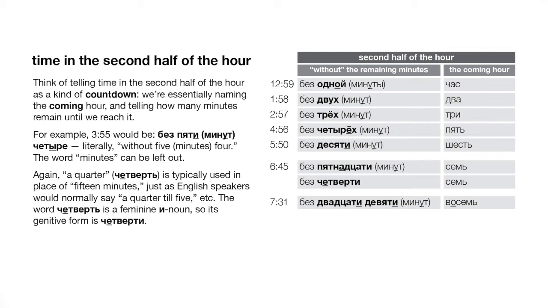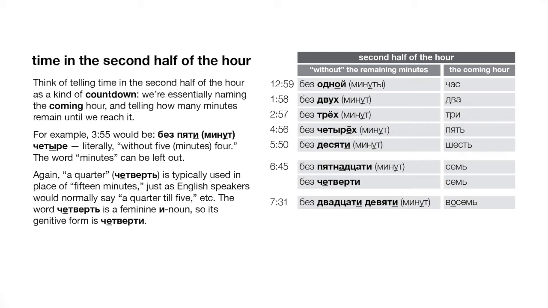So без одной час, or без одной минуты час, без двух минут два, and again, normally in Russian you would leave the minute word understood, right? It's clear what you mean, so you could throw it in. There's nothing wrong with that, but you don't really need it. Без трех минут три, без 4 минут 5, без 10 минут 6.